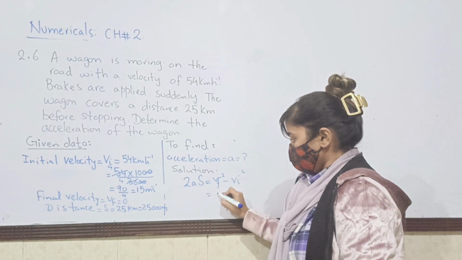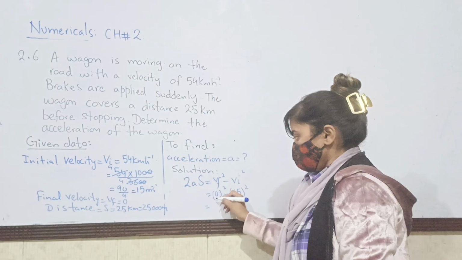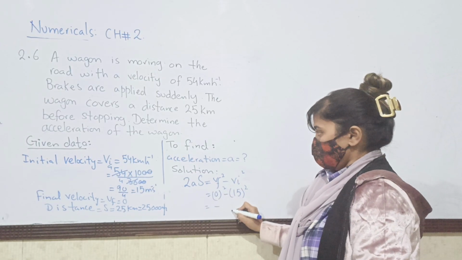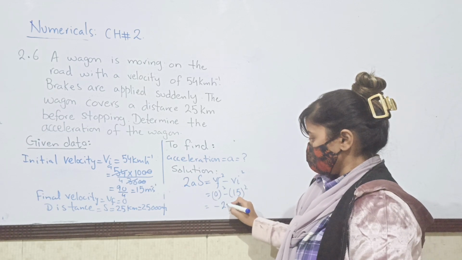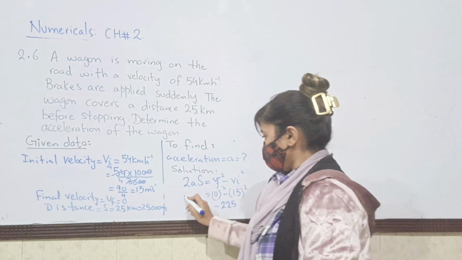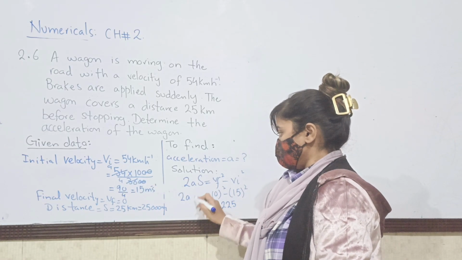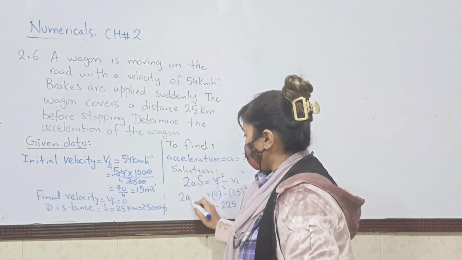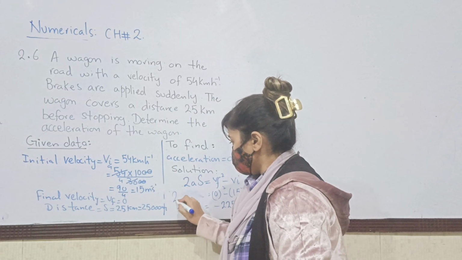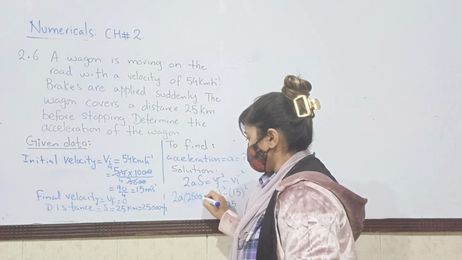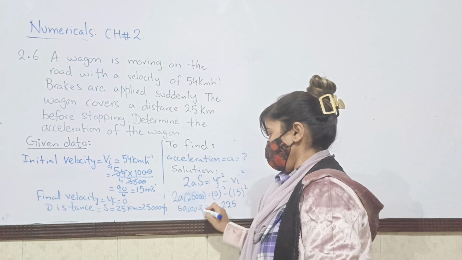So our final velocity is 0 and initial velocity is 15. So 0 square is 0 minus 15 square is 225, and 2 into acceleration, which we have to find, into the distance, which is 25,000. So that is 50,000 into a.